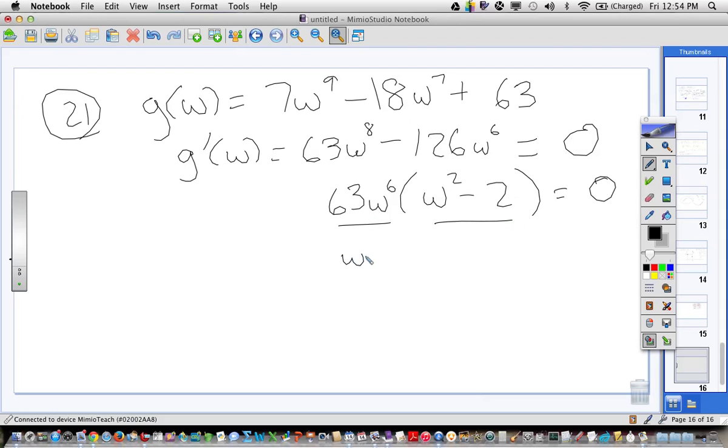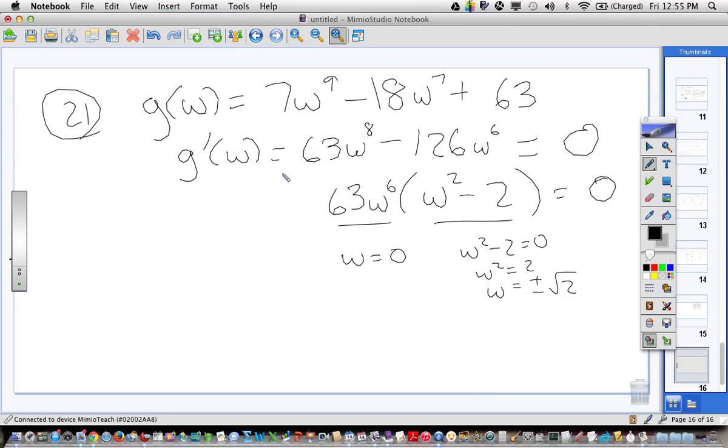Well, this one would be w equals 0. And this one would be w squared equals 2, w equals plus or minus square root of 2. So if you did not have the minus square root of 2, see, now you're going to be off.